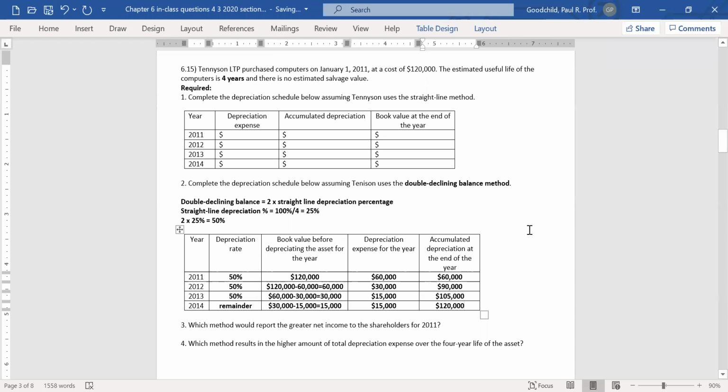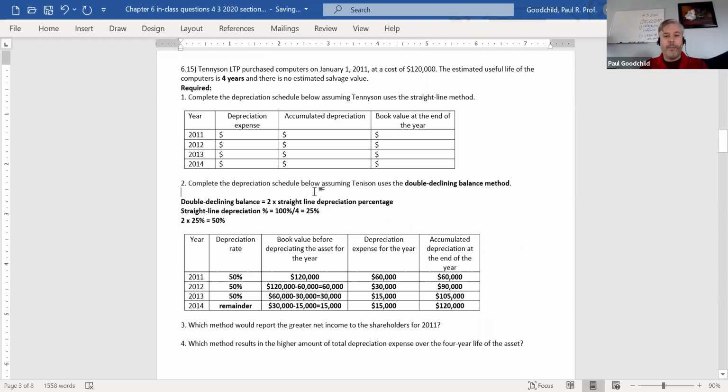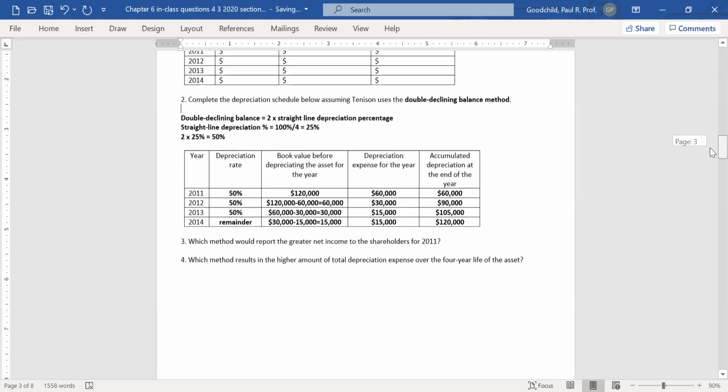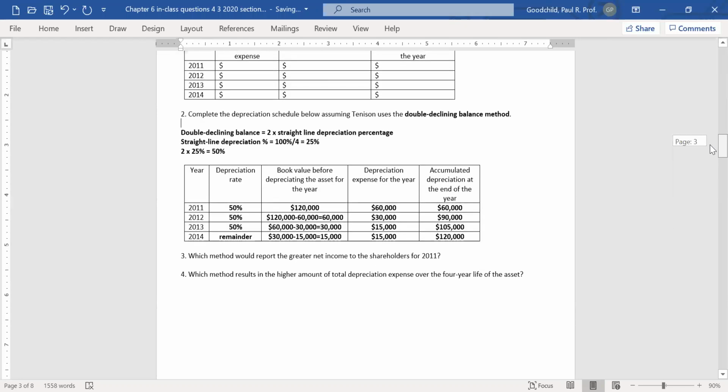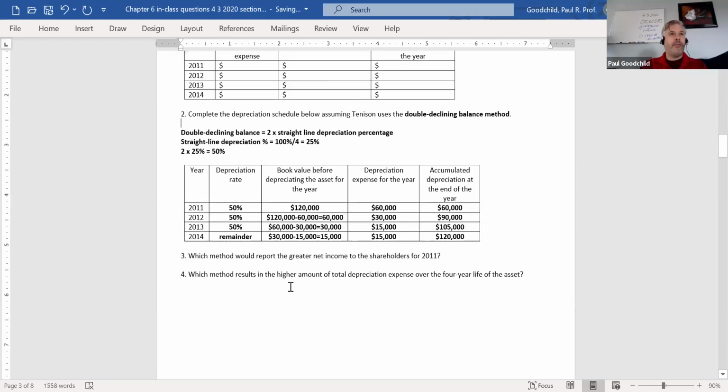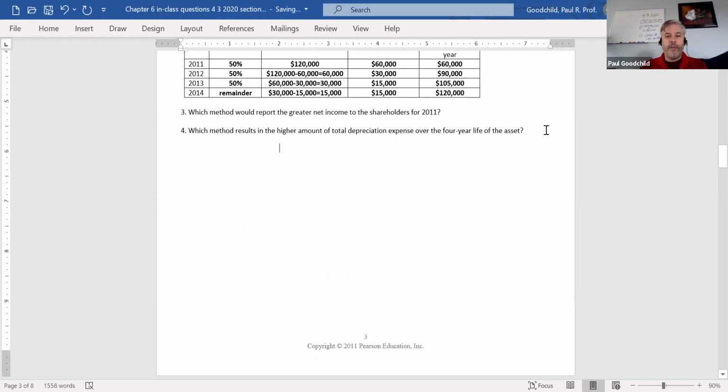This double declining method, is the rate always going to be 50% on this? Nope. So it depends on the number of years, right? So if your useful years is 8, so let me scroll down a little bit past this.